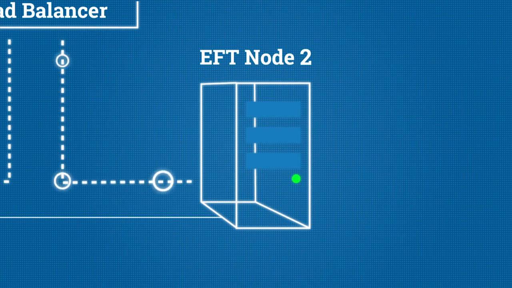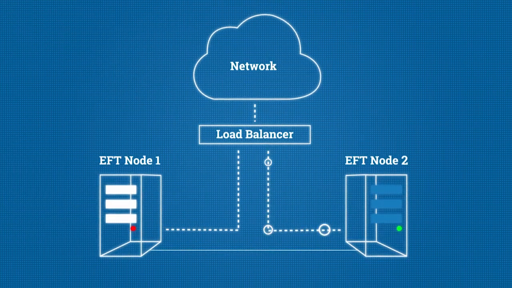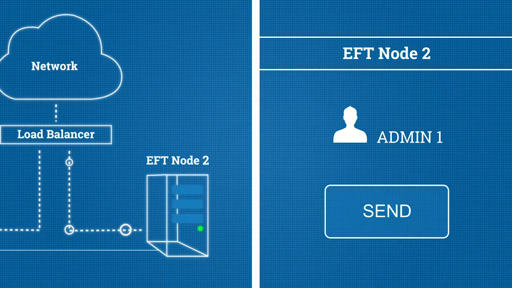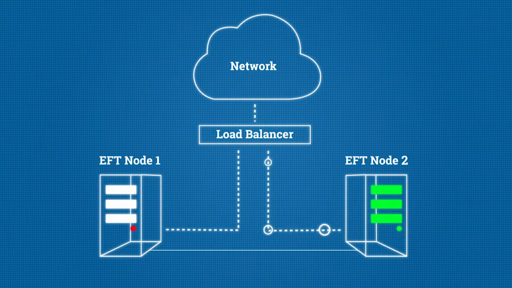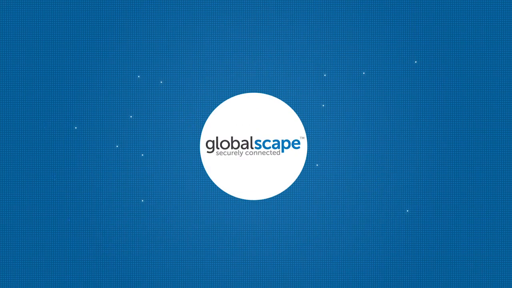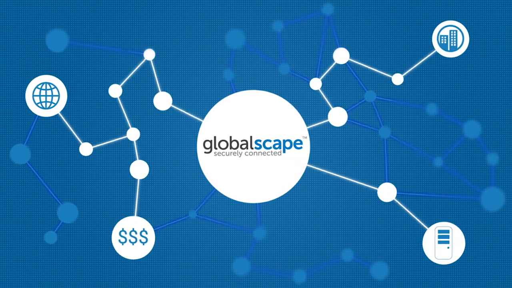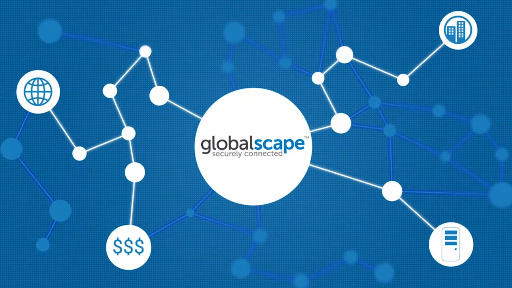The automated workflows and coordinated events continue as scheduled. When updates are needed, a single admin access can configure one node. Once those changes are saved, they are pushed to the other nodes. With GlobalScape's enhanced file transfer, companies can save time and money managing their file transfers and eliminate the problems that come with downtime.